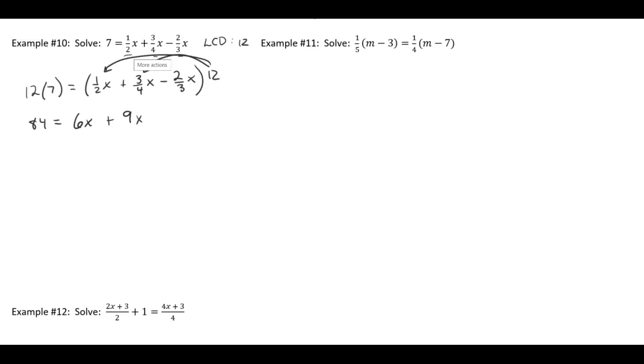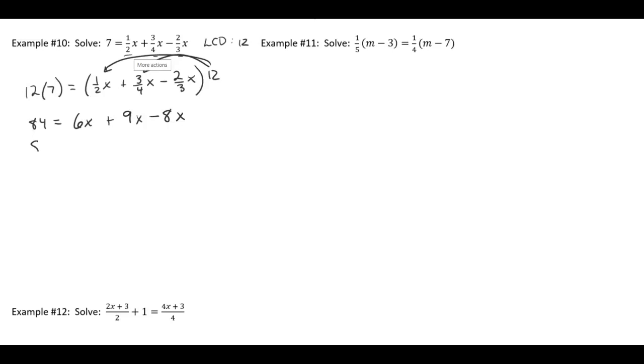Now you could write those out like we did on the last problem. Just go 12 times 3/4. You could do it off to the side, or within the problem. And then minus, now 3 goes into 12, 4 times 2 is 8, 8x. And so now I have gotten rid of the fractions. I've cleared the fractions out.